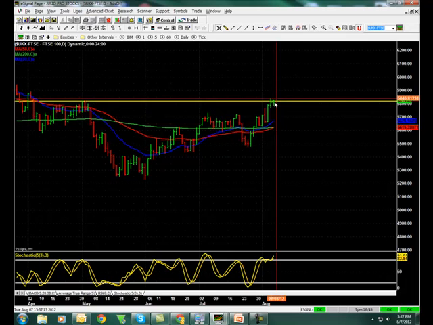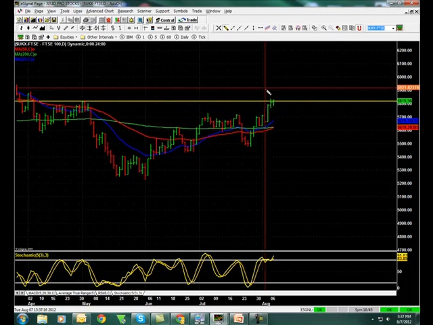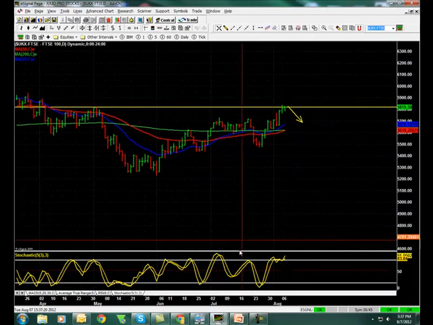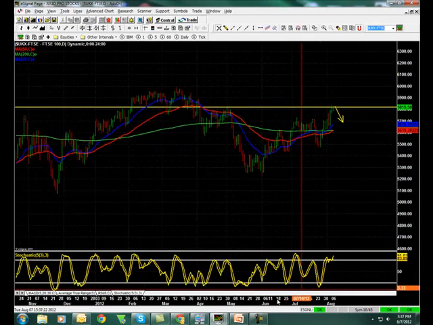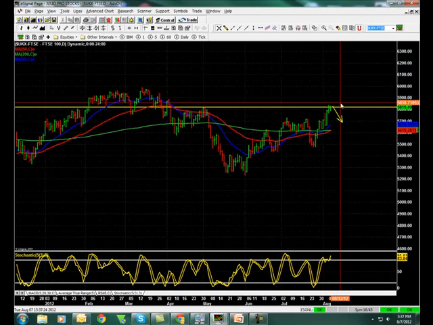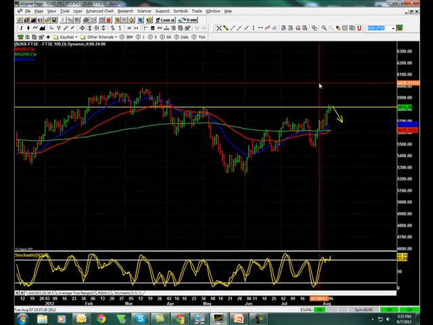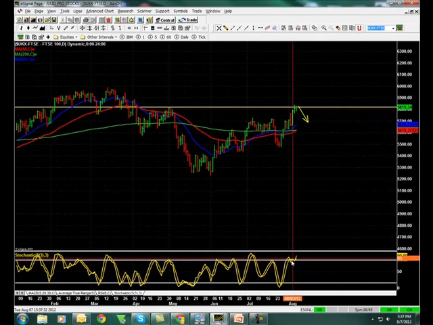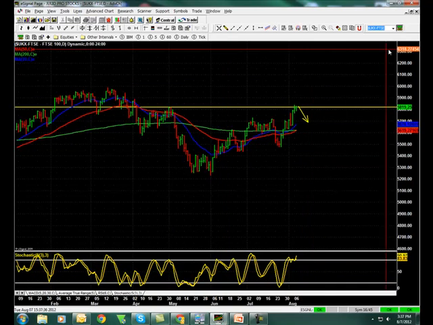Okay, so phase 1. Now phase 2 has to come as well. There we go, back down to there. Right, that's the power of horizontals. This acting as a resistance there, and it's overstretched from the 50 EMA as well. And the stochastic is up here. It's telling you that sooner or later we're gonna get some sellers in the market. And yeah, that's pretty much everything.